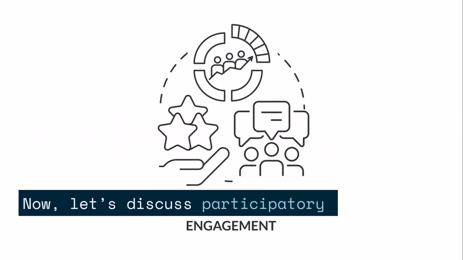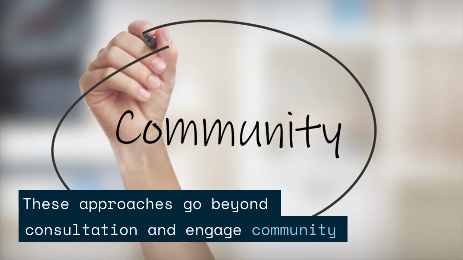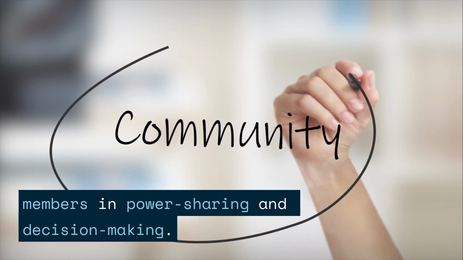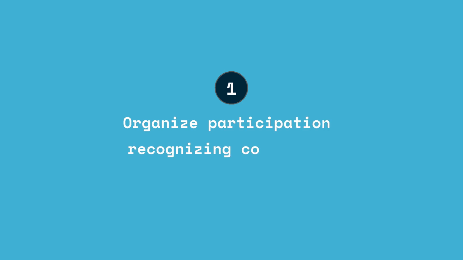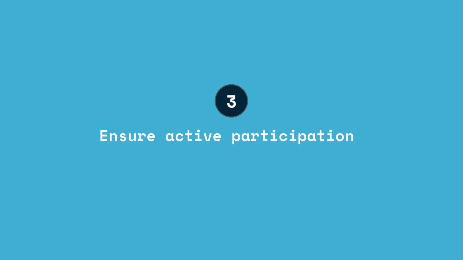Now, let's discuss participatory methodologies. These approaches go beyond consultation and engage community members in power sharing and decision-making. The World Bank emphasizes 3 critical aspects of community empowerment. First, we organize participation through inclusive processes that recognize community diversity. Second, we provide financing through matching grants, enabling communities to control their resources. Finally, we ensure that socially excluded groups participate actively.